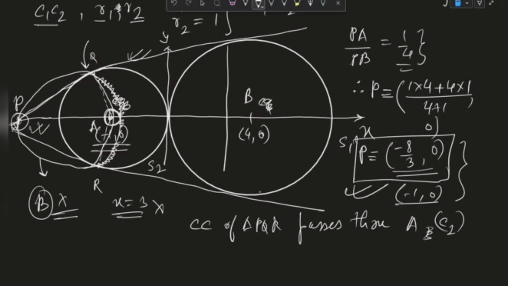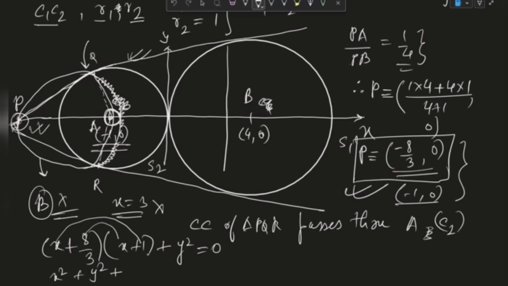So now we can apply the diameter form of circle to find out the equation. So it's basically (x minus x1)(x minus x2) plus (y minus y1)(y minus y2) equal to 0. So this will be x minus of minus 8 by 3, this is just plus 8 by 3, times x minus of minus 1, which is plus 1, plus y minus 0 into y minus 0 is y squared. This is equal to 0. So basically we have x square, y square, and 8 by 3 x from here, and from here we will have another x. So 8 by 3 plus 1 is 11 by 3 into x plus 8 by 3 equal to 0. This is our final equation for the circumcircle of triangle PQR, which is, I guess, in option number C.